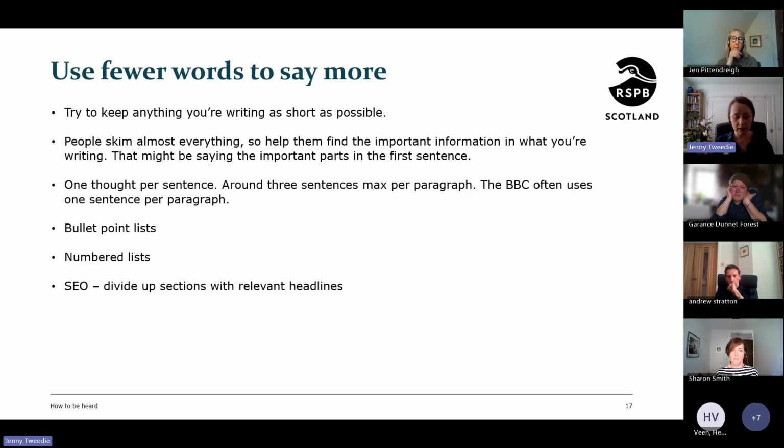If you're writing about something, type it into Google, like "tell me about community woodlands," and see what it comes up with. See whose text is beating yours in Google and try to match what they're saying.